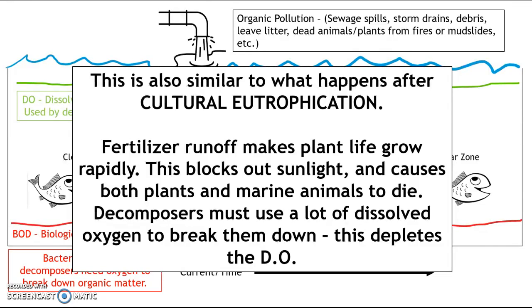So this video went over sag curve basics. It talked about the connection to eutrophication.